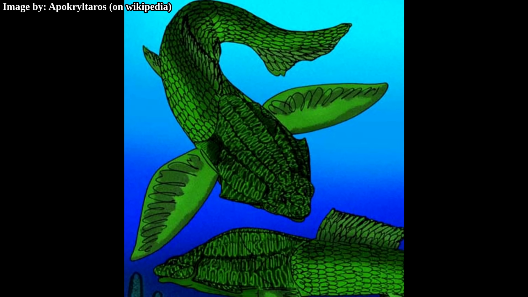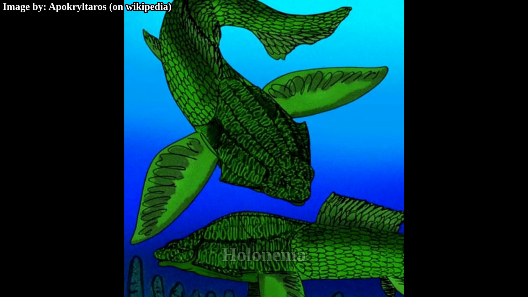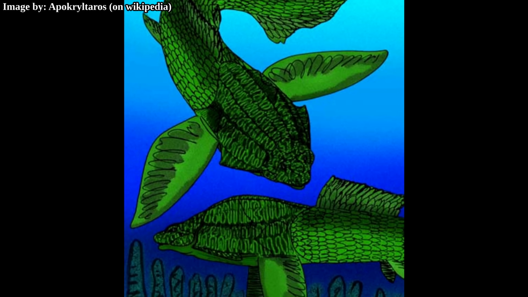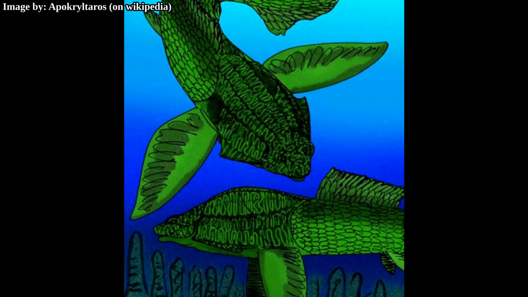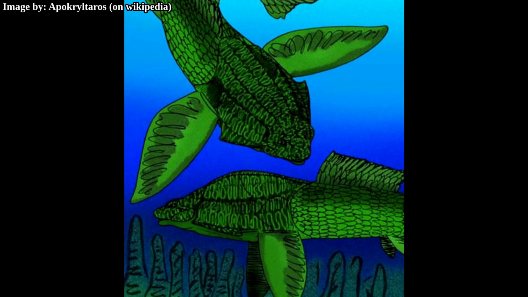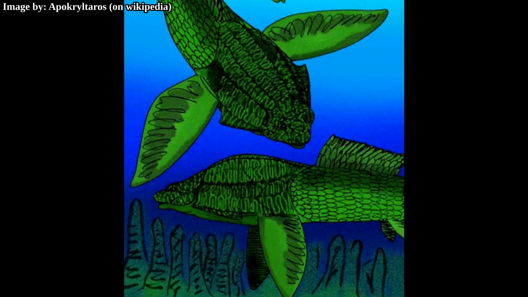Some jawed fish were also potentially planktivores. Holonema is potentially one of those. They had an odd shape which allowed them to traverse the seafloor very efficiently. They were bottom dwellers that reached lengths of around 60 centimeters. Their jaws and tooth plates suggest that they were planktivorous. However, they could have been eating other things alongside plankton.